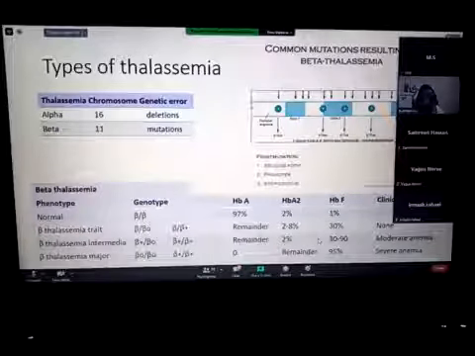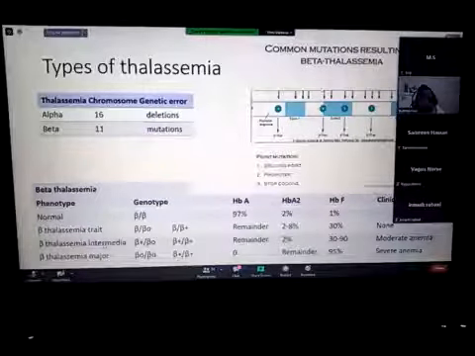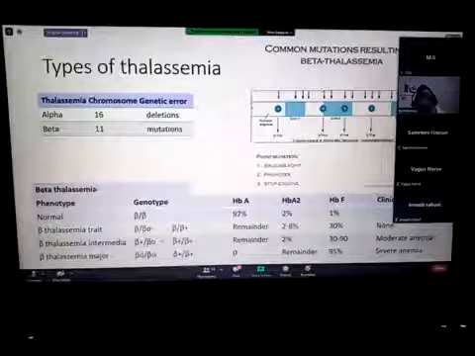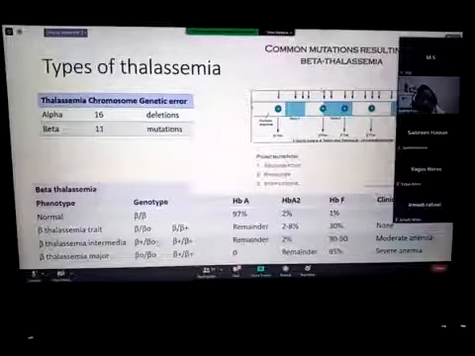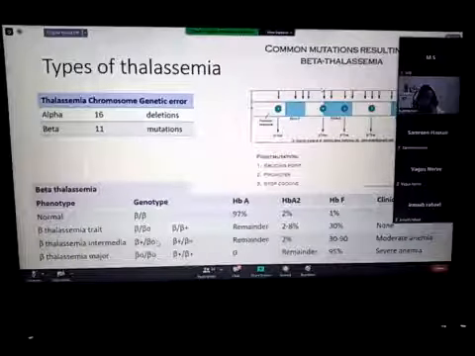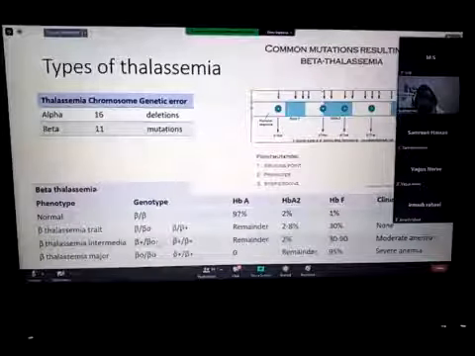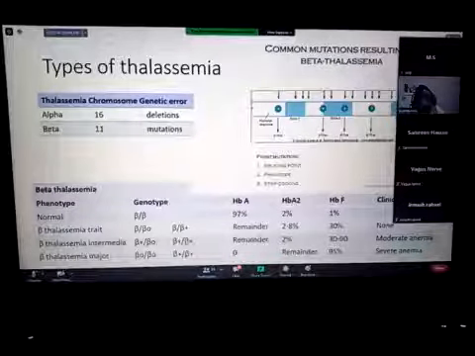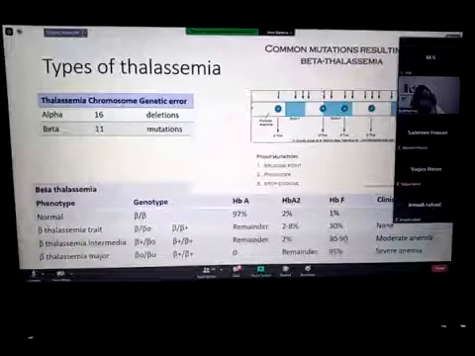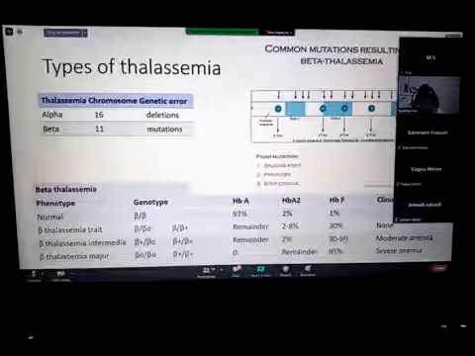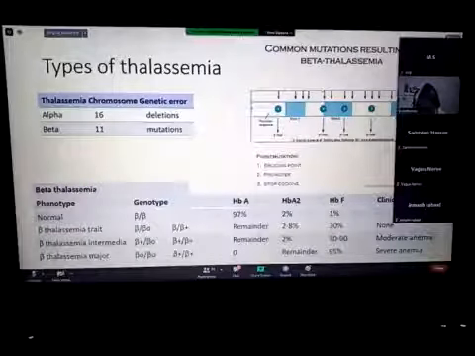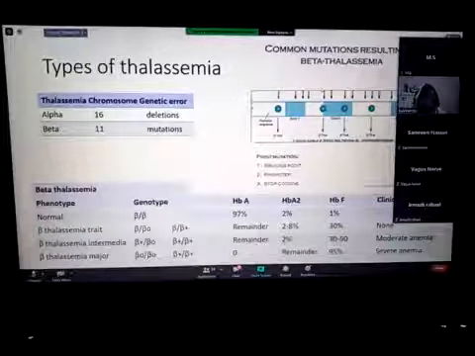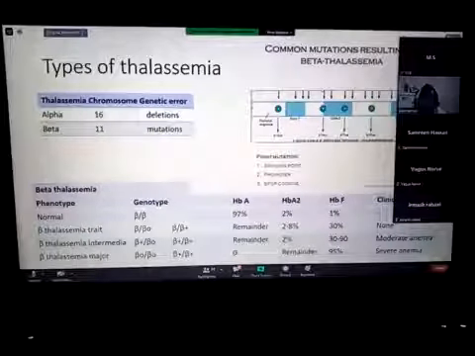Then there's another one, which is beta thalassemia intermedia, where these patients are heterozygote. They may have beta plus with beta naught, or be homozygous for beta plus. They usually have hemoglobin F, but they have moderate anemia because some of the hemoglobin A is also synthesized. So they may require transfusion, but not that much.